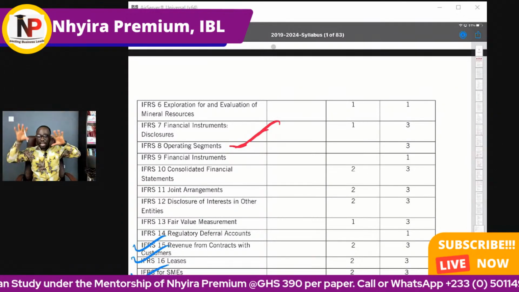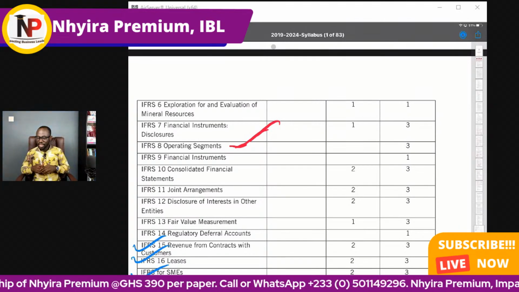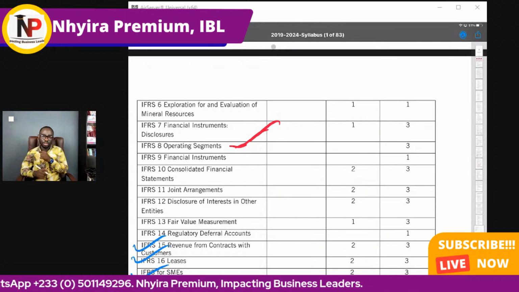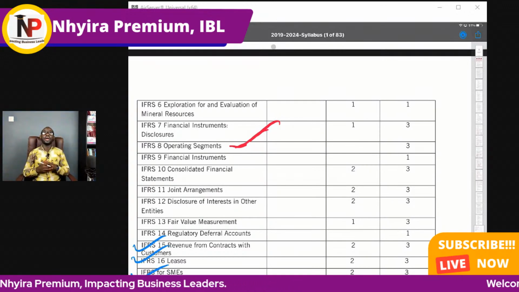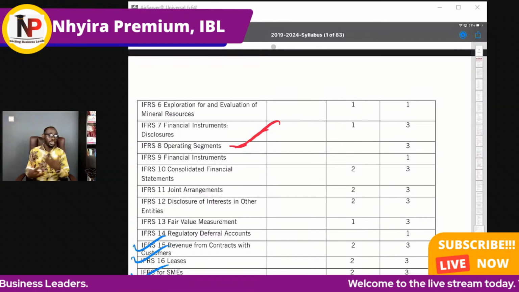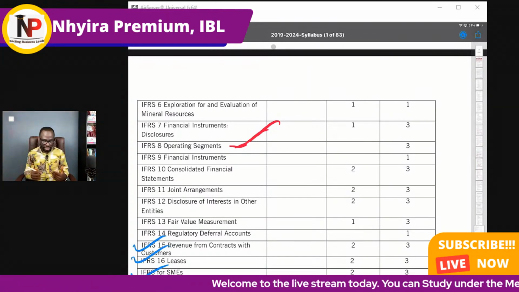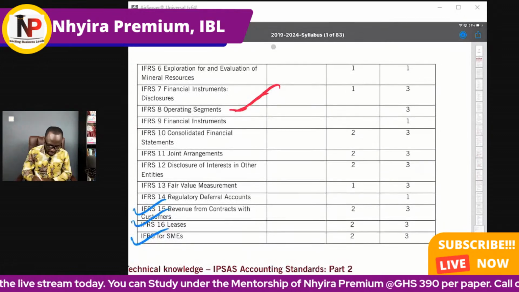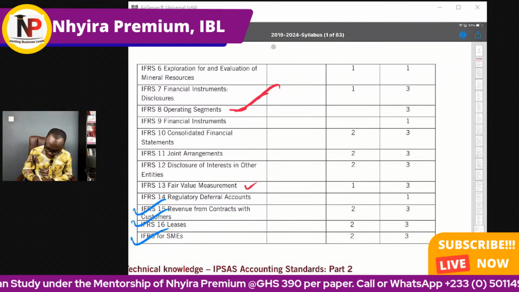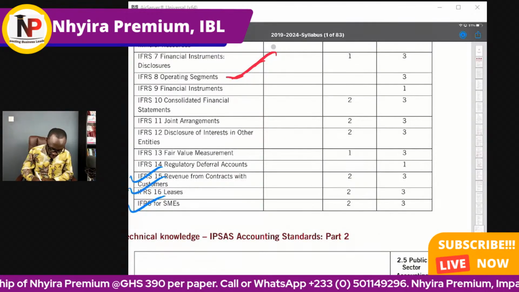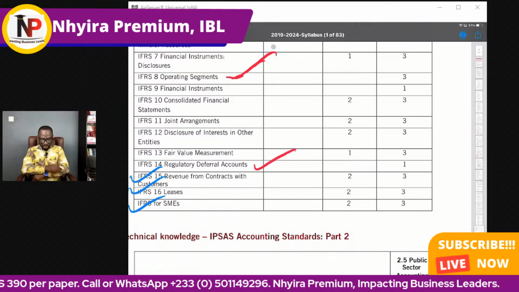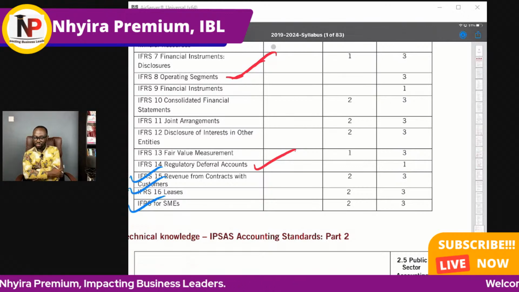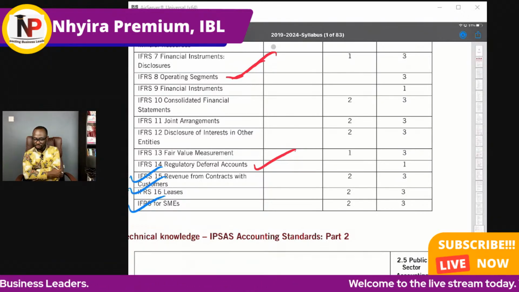You know, when organizations have various divisions or various segments, then they would have to determine whether it is good for each segment to prepare its own separate financial statement so that we can put it together for the whole business. Now, remember, this is not about consolidation. No, this is just about operating segments, and that is IFRS 8 exclusively for level 3. You need to know about that. Then IFRS 14, regulatory deferred accounts. Also another standard here in level 3 that you need to look out for in that case.